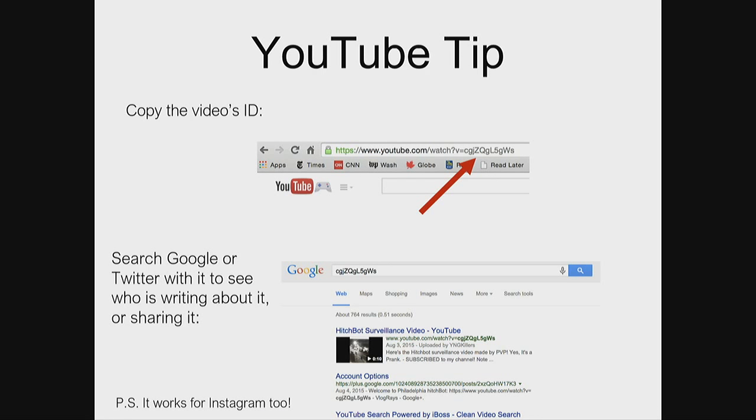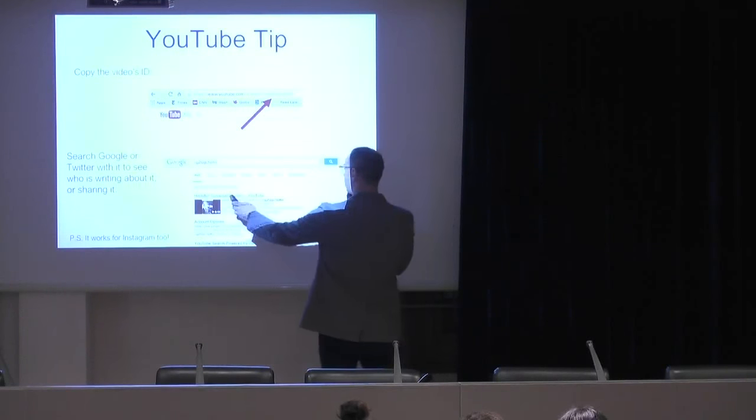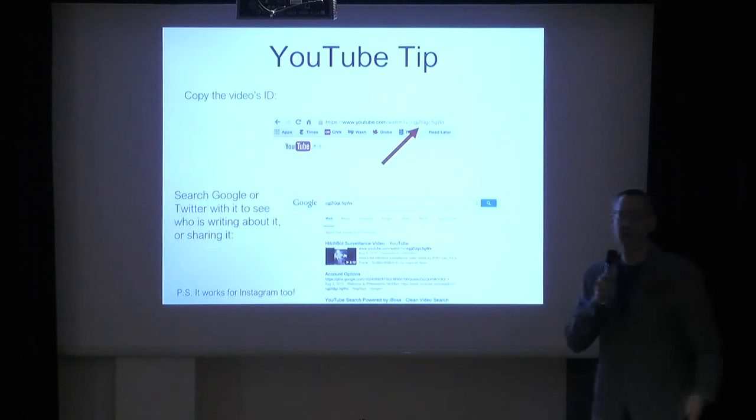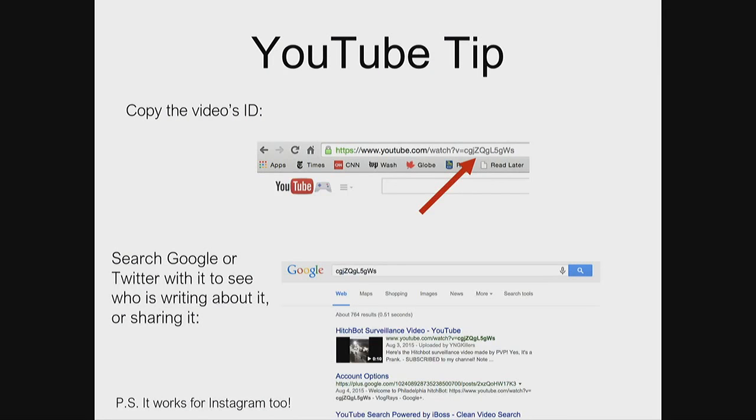Here's a quick tip. It works not only for YouTube, but also for Instagram. Every photo and video on Instagram and video on YouTube has a unique string, an ID, in the URL. In the case of YouTube, it's everything that comes after the equals sign. When you have that, that is unique to the video, and usually what I do is I Google it. I just put in the code, like here. So you can see that it pulls up other web pages that have that video, articles about the video where maybe it's been embedded or what have you.